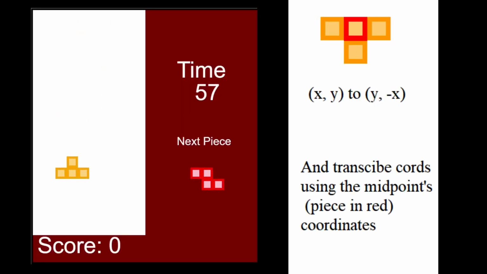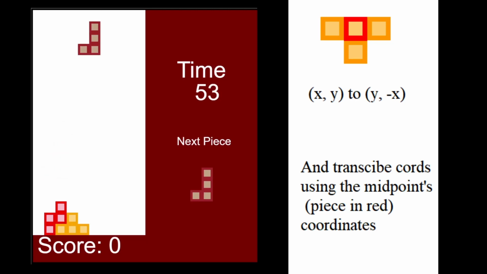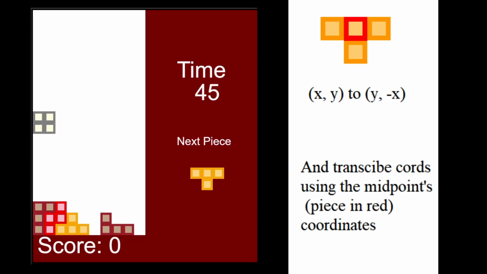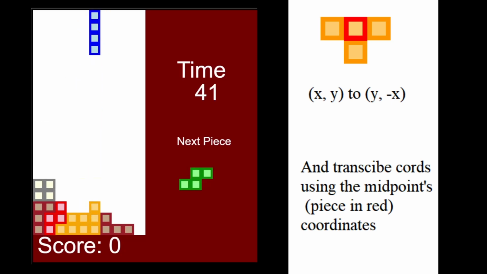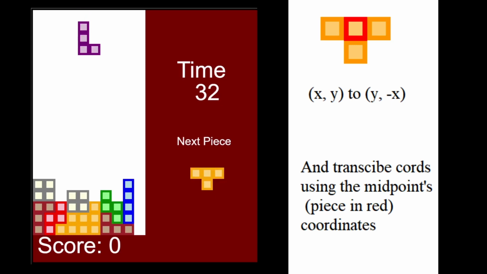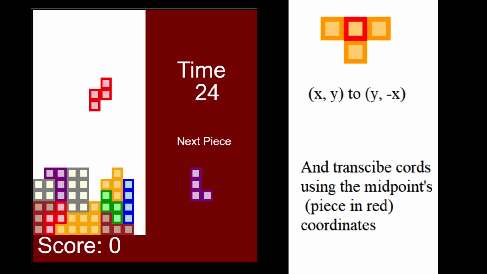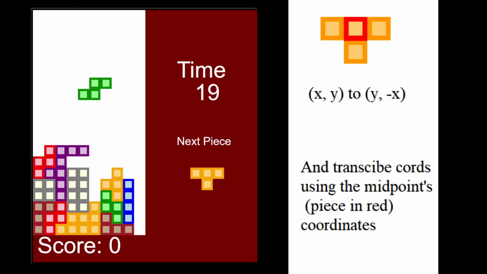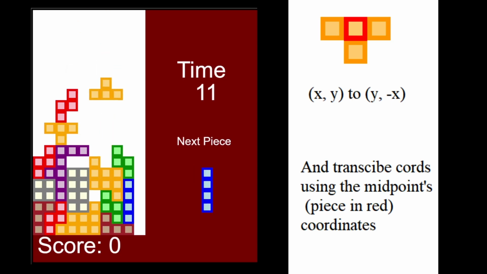This is Tetris. You can move the piece left, right, and then rotate it, just like any other Tetris game. The way the rotation is done is you take a midpoint that's different for each piece, and then you store that, and then you perform a rotation, that's a matrix rotation, and then you transcribe it using that midpoint to put the piece in the correct position. And then from there, it's just classic Tetris.